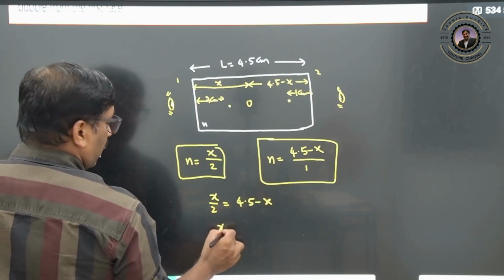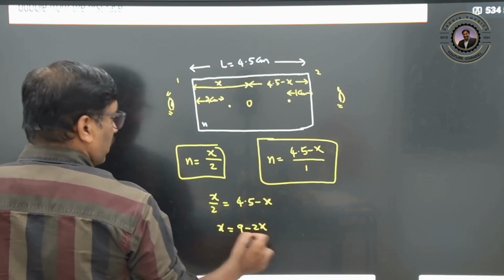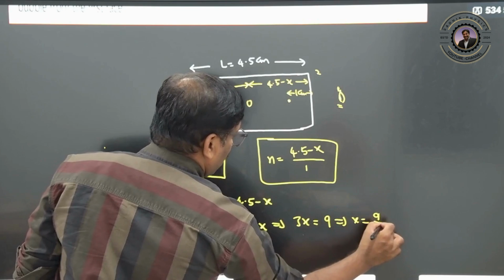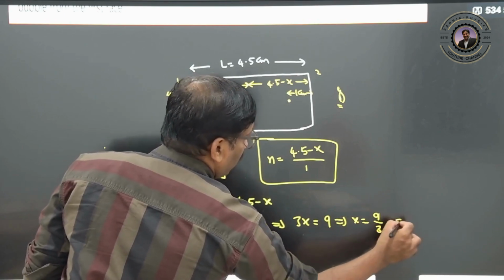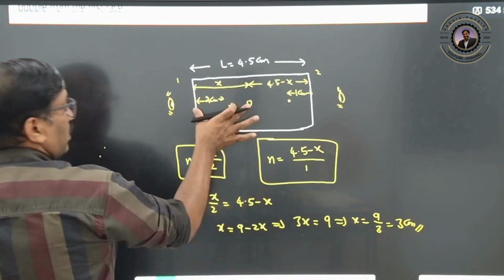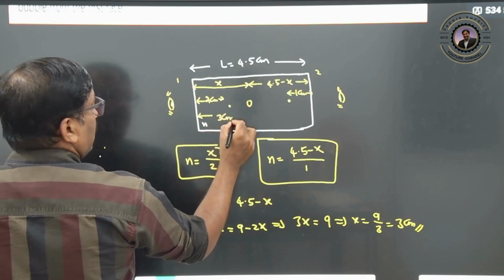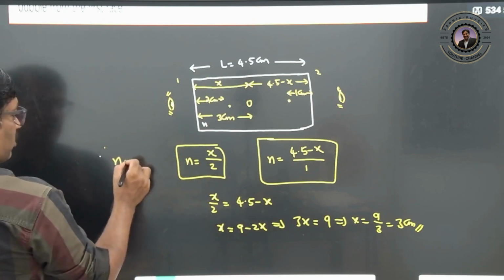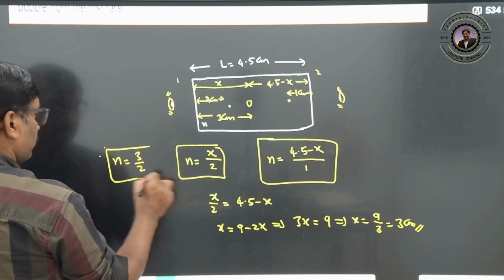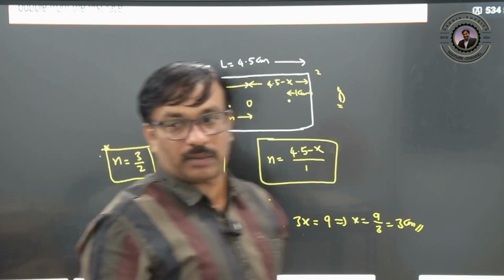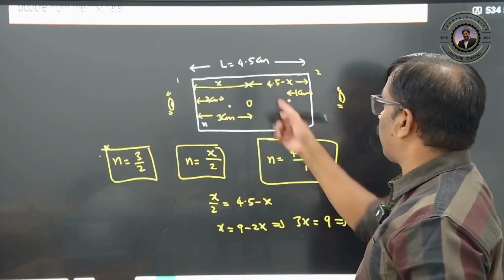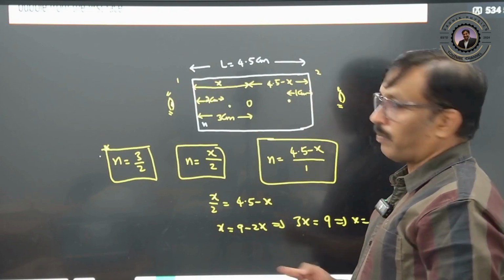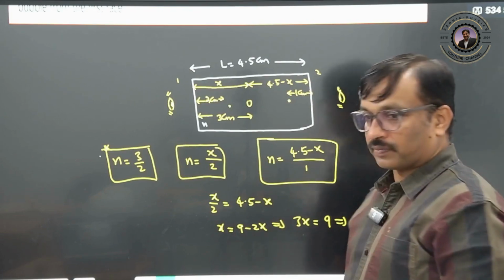Multiplying, x is equal to 9 minus 2x. So 3x is equal to 9, therefore x is equal to 9 by 3, so 3 centimeter. That means the real distance here is 3 centimeter. Clear? You may calculate the refractive index also. The refractive index is 3 by 2, because we got x as 3 centimeter. The other distance is 4.5 minus 3, which is equal to 1.5. Clear?